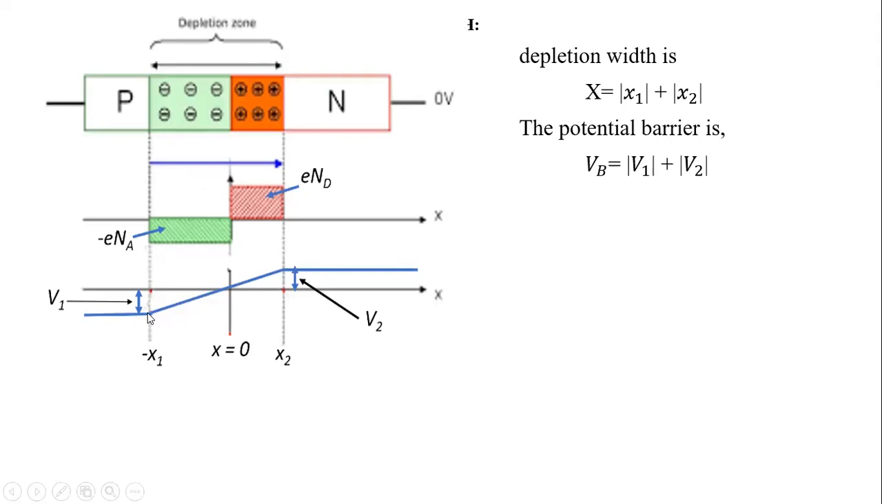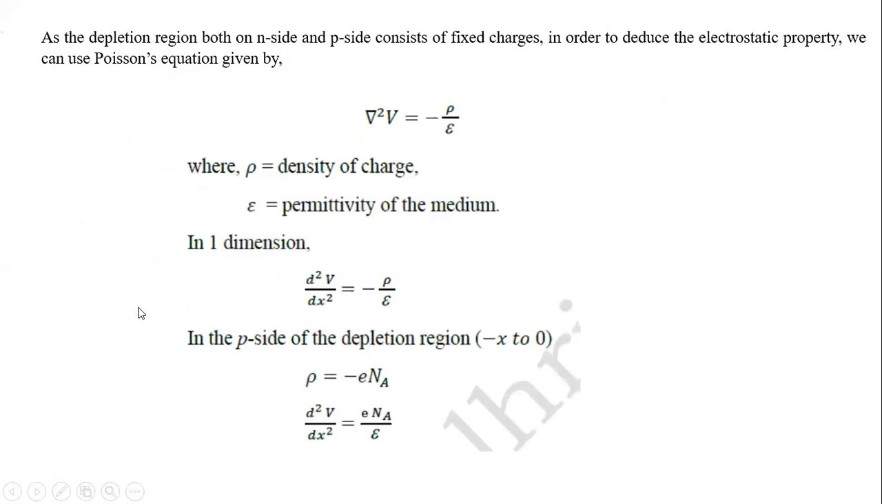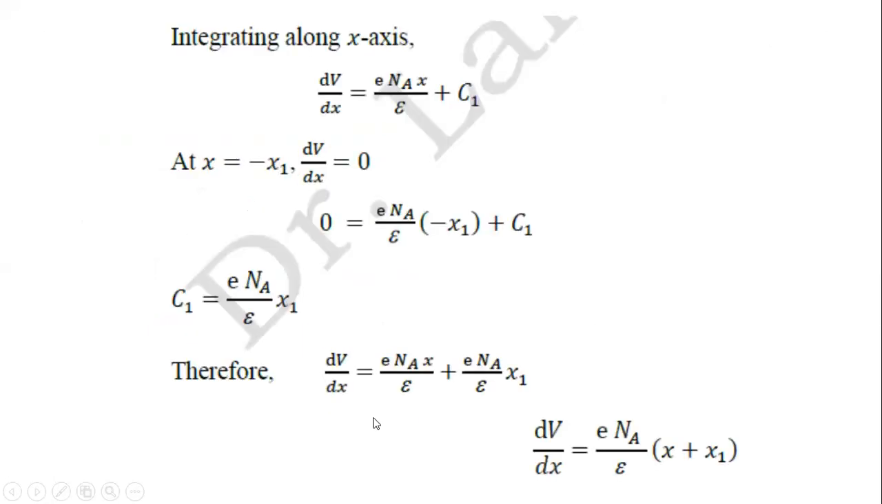But at x equal to minus x1 and at x equal to plus x2, the potential is now having a constant value, v2 for the n region, v1 for the p region. Considering that, since the potential is now constant at x equal to minus x1, dV/dx is 0. So you put the value of x equal to minus x1 in the above equation, and you can calculate the value of C1. C1 you can obtain as this.